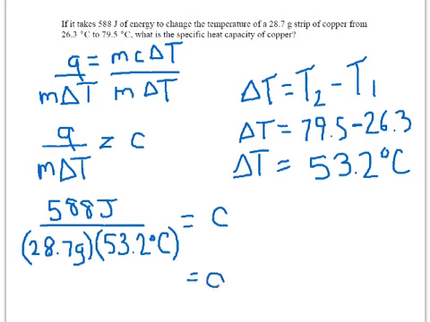And that should give us 0.385. Now, units. Well, joules should be on top. And on the bottom we've got grams and degrees Celsius, just like in our equation there. So joules per gram degrees Celsius. So an interpretation of that would be it takes 0.385 joules of energy to raise 1 gram of copper by 1 degree Celsius. And that's all you need to find.